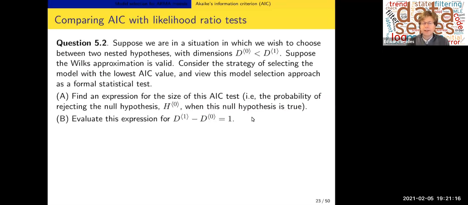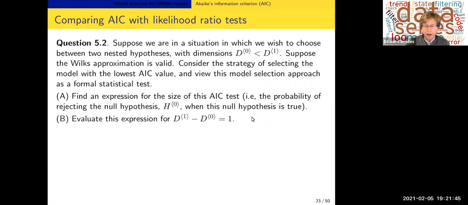Here's a little calculation to compare AIC with likelihood ratio tests. They both compare differences of the log likelihood, so they're really very similar. Suppose the Wilks approximation is valid, and consider the strategy of selecting the model with lowest AIC. View this model selection approach as a formal statistical test. You can ask, what is the size of this test?